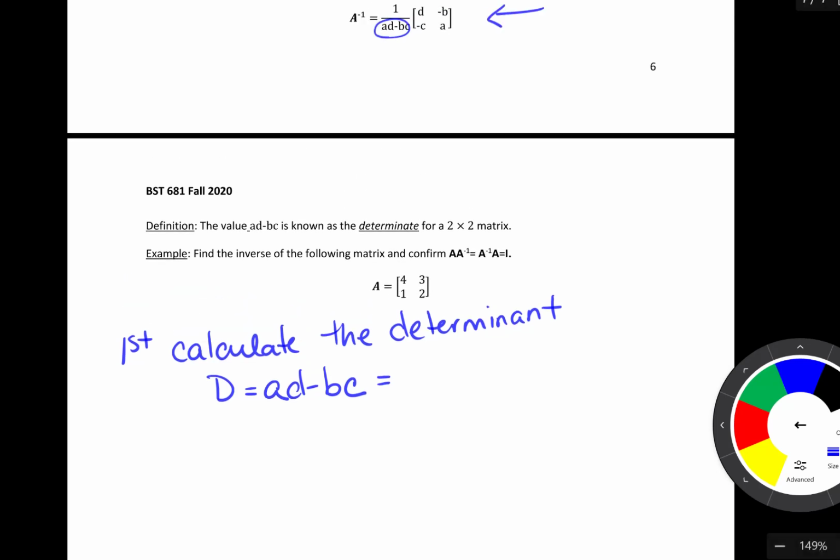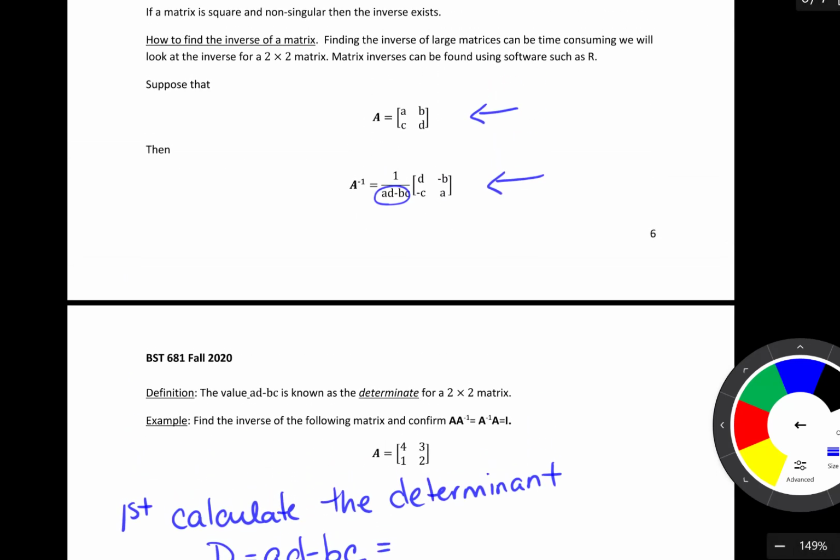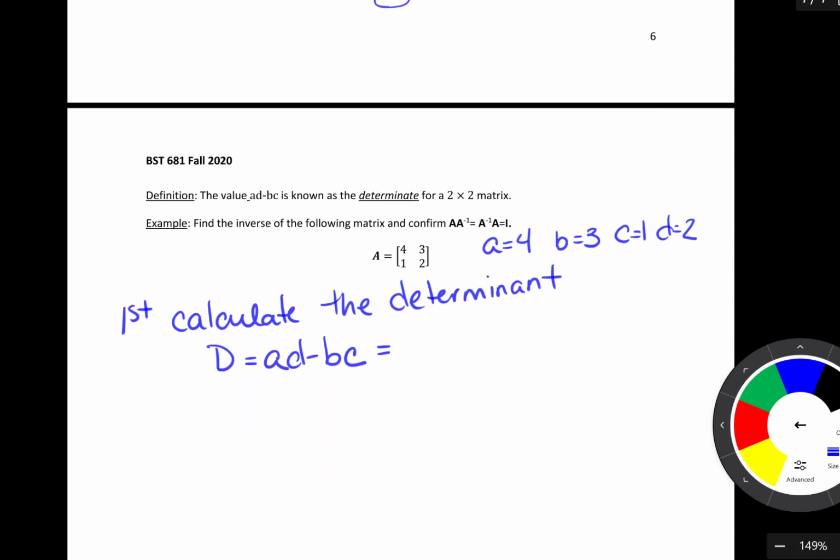So for the A, the D, the B, and the C, we look at this relationship that we have up here. So notice for this example that A is equal to 4, B is equal to 3, C is equal to 1, and little d is equal to 2. So filling that in for our determinant, we are going to have 4 times 2 minus 3 times 1. So 8 minus 3 is equal to 5.